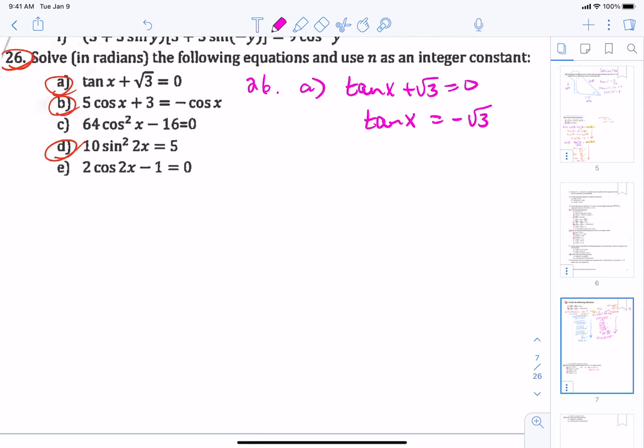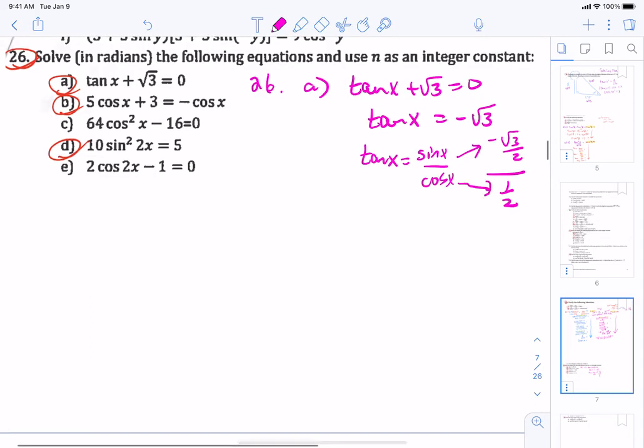And then we have to ask ourselves, well, where is that going to happen on the unit circle? Well, on the unit circle, remember tangent is sine over cosine. So we really want the sine to be square root of 3 over 2 and the cosine to be 1/2. Now I put the negative up with the sine, but just one of them has to be negative and one of them has to be positive. So let's think on the unit circle. Let's see, where would that be?